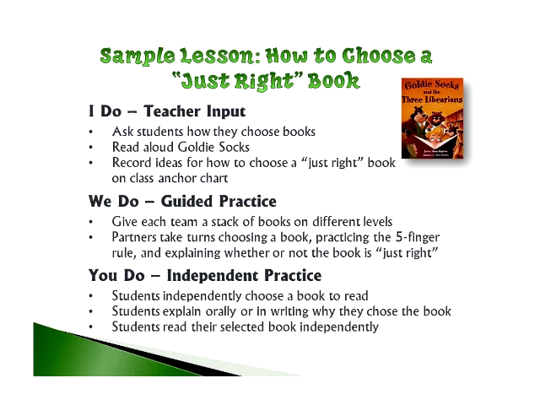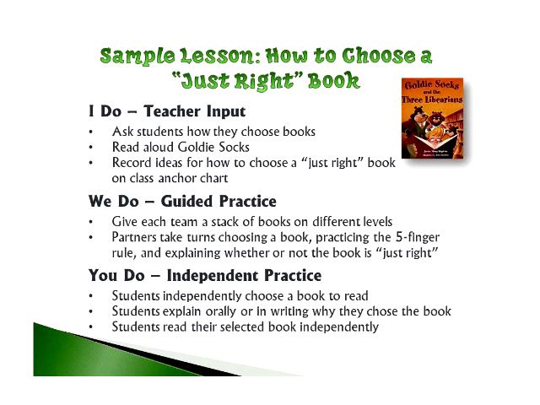So in the I do part, you might start off by asking students how they choose books. Listen to what they have to say, and maybe not even bother to record ideas just at that point. But then read aloud Goldilocks and the Three Librarians. Then go back to the original question and record ideas for how to choose a just right book on a class anchor chart.